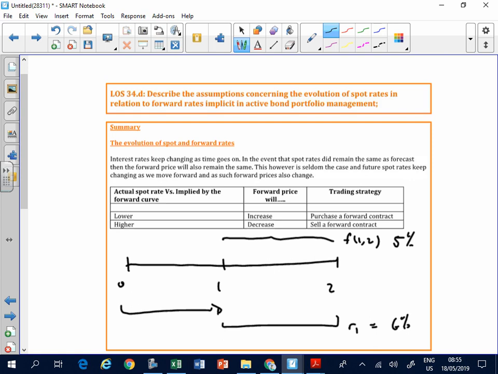Got it? Same argument if this rate over here were lower than the forward. If the actual interest rate is lower than what the forward suggested at the beginning, what would you do, guys? You buy forward. You buy a bond nicely at 5%, and because of the compression of the yield in the future, you're going to realize a capital gain. Happy?